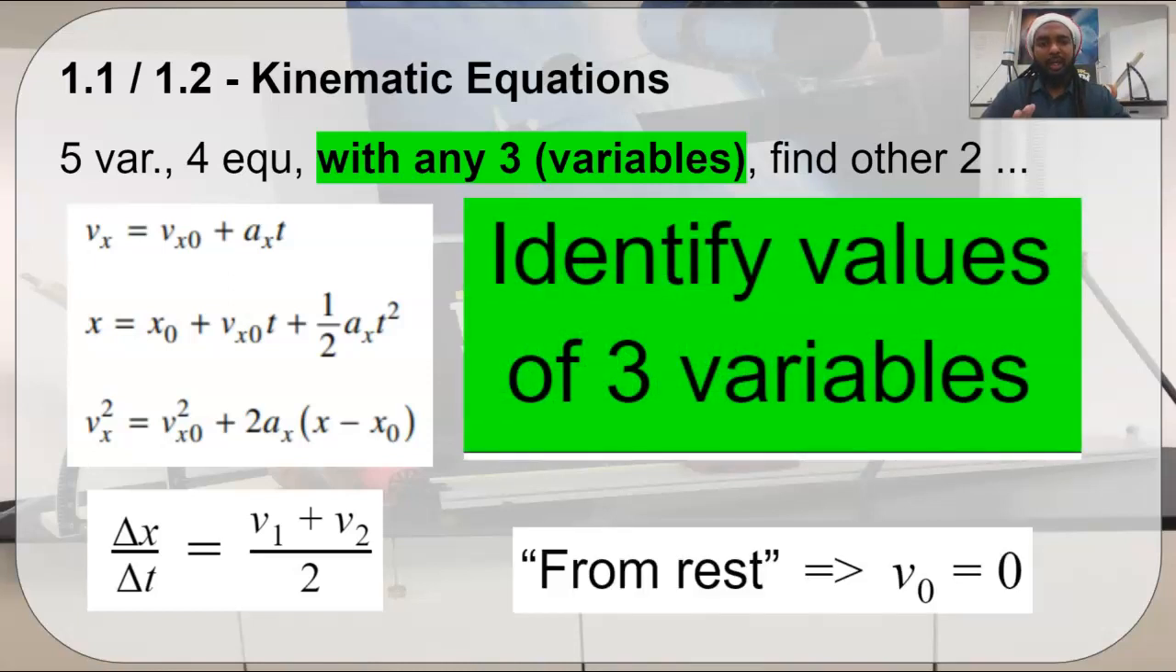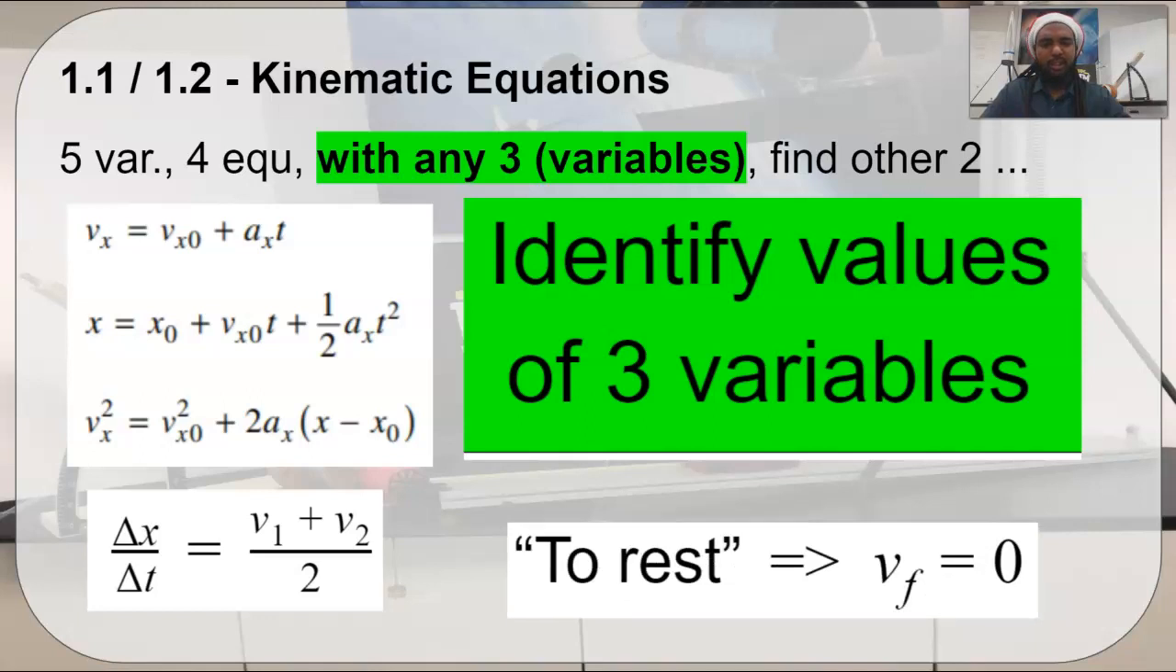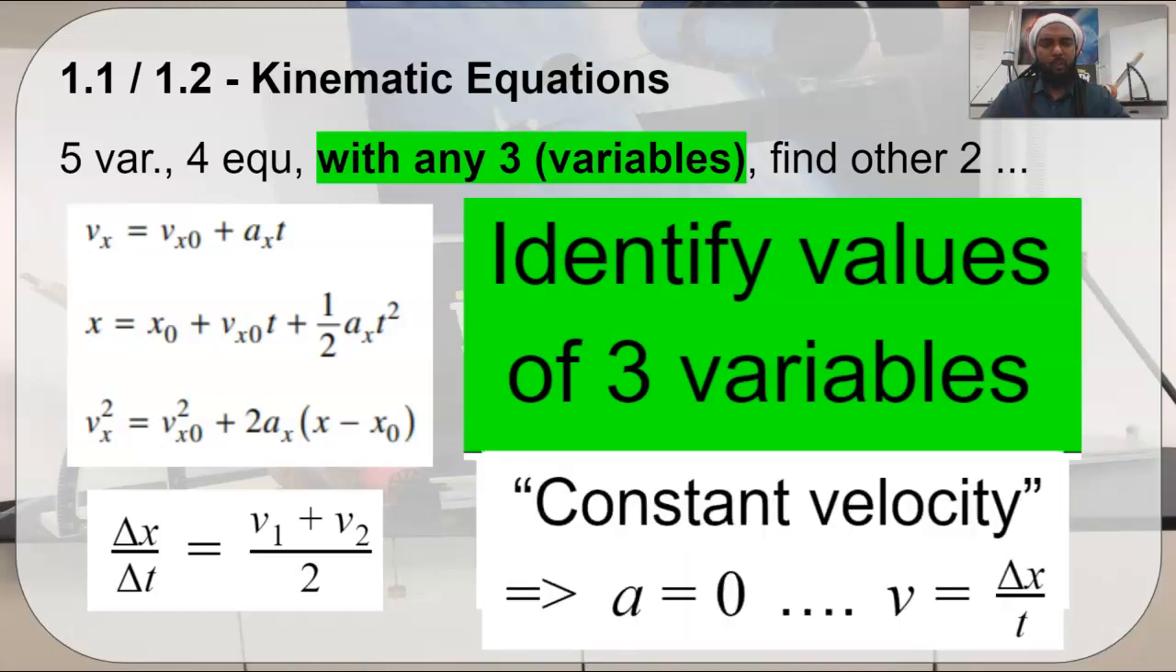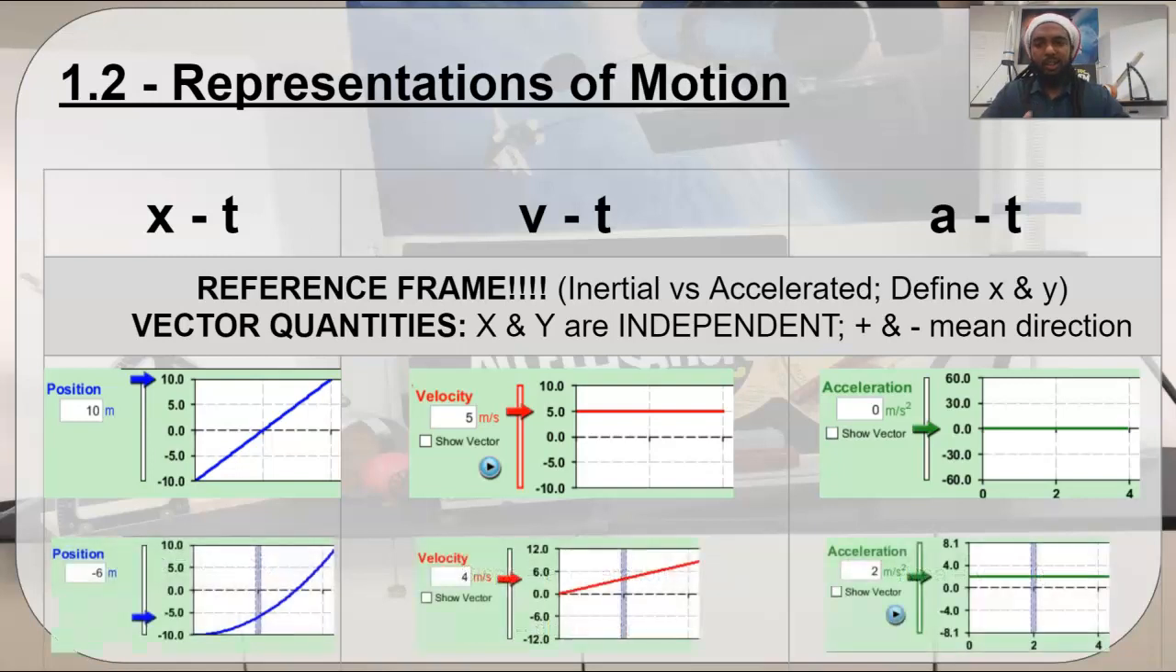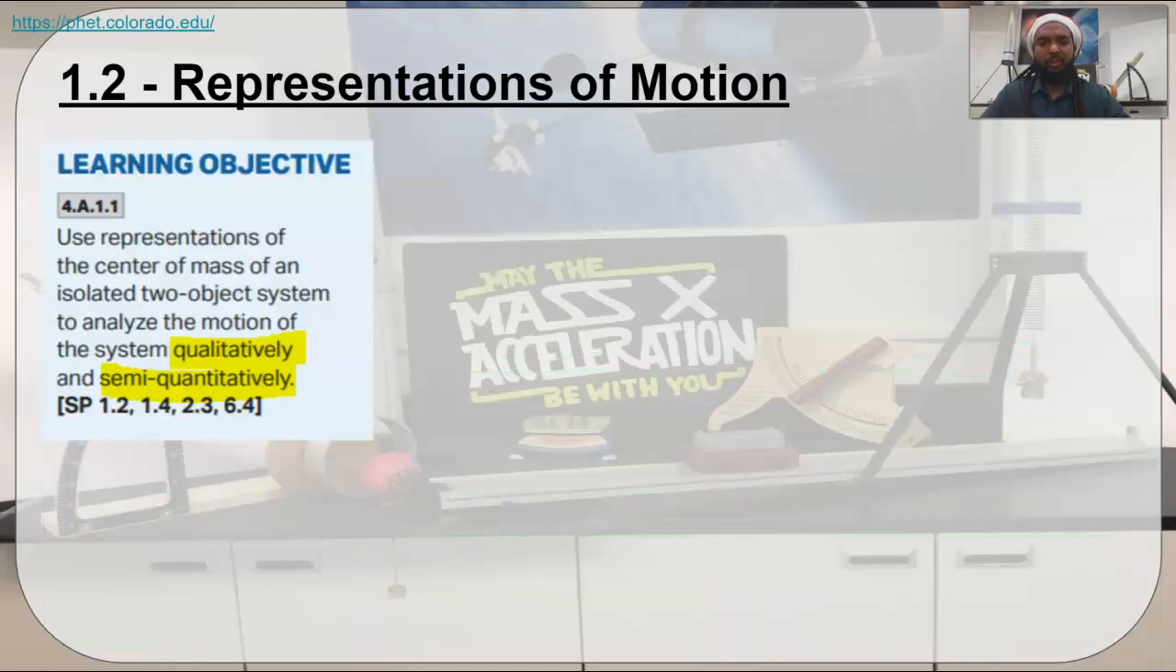In order to identify those 3 variables, you should look for clues in the question, and here are a couple of them that I went through previously. And then for representations of motion, you should be comfortable with the idea of slopes and areas, helping you to understand the relationships between these 3 types of graphs. Here are examples for constant velocity and acceleration.